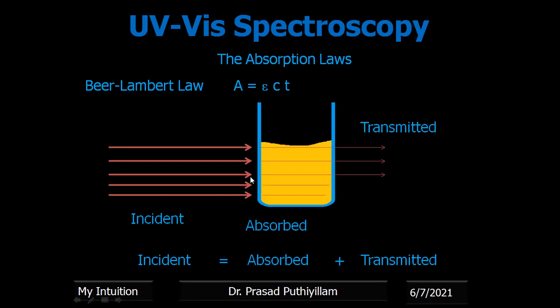Here you can say that this distance from here to here is the thickness of the solution or thickness of the medium, or we can say that much is the distance for the light photon to travel, the path length. Thickness and path length are both the same, and it has nothing to do with the concentration.